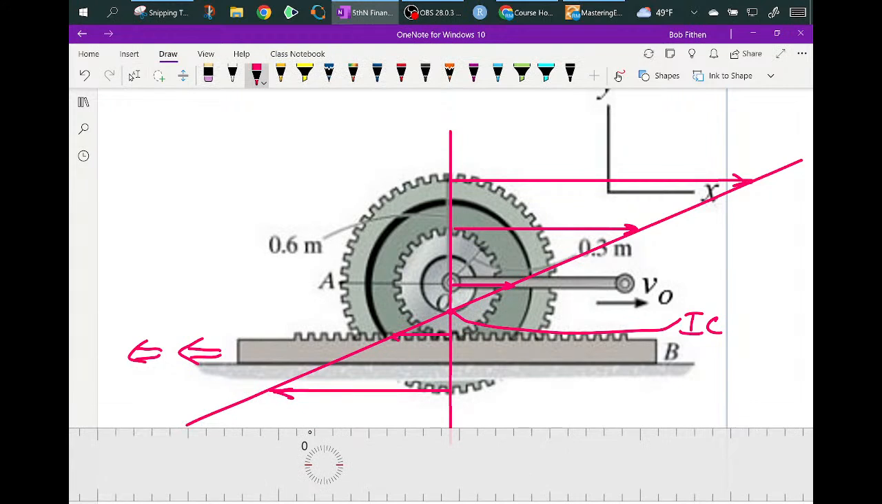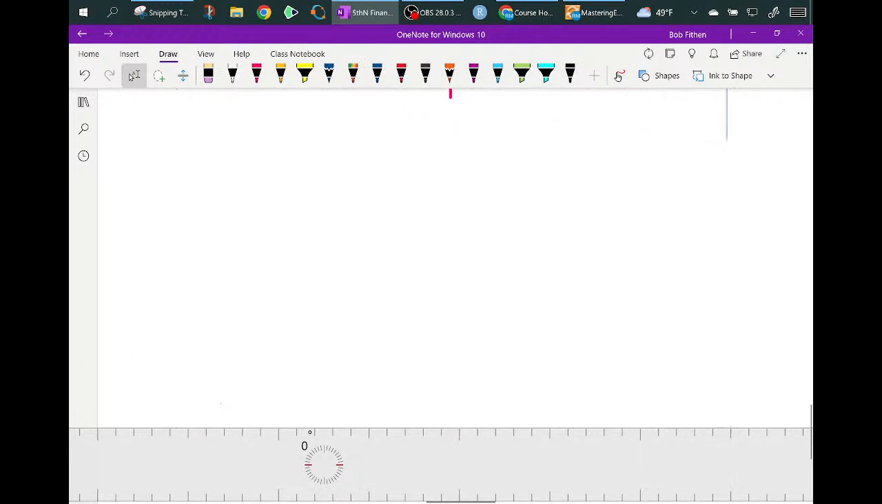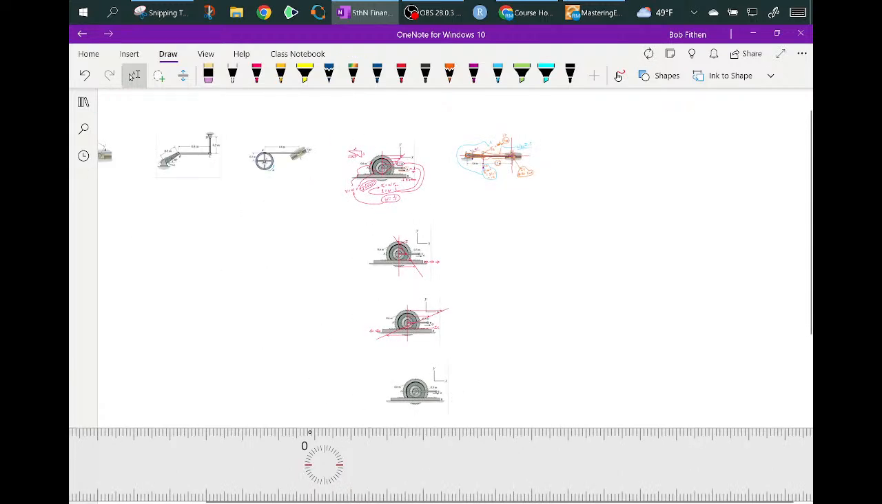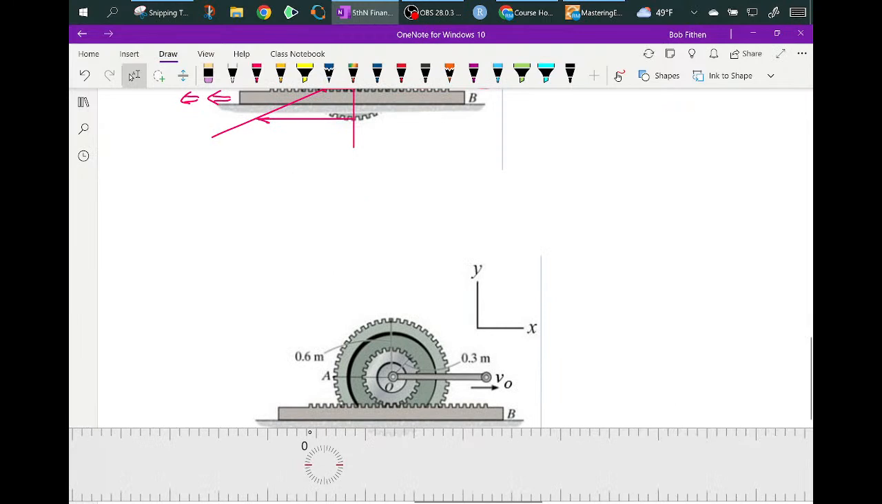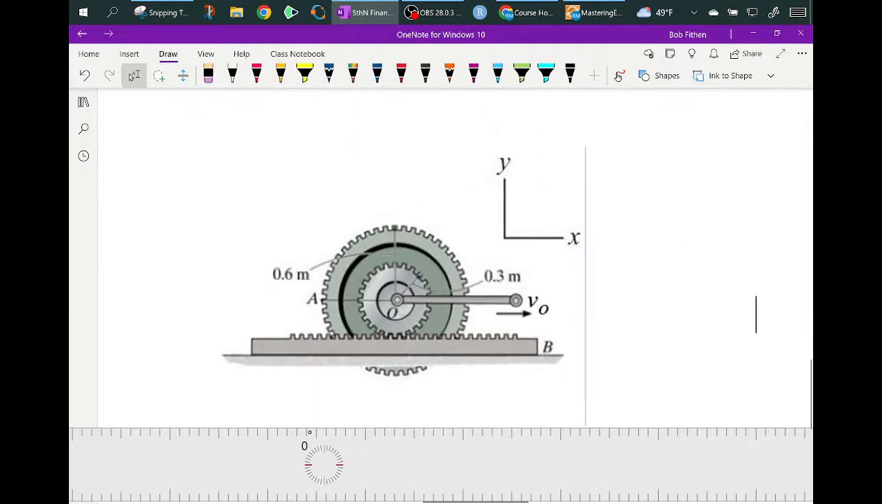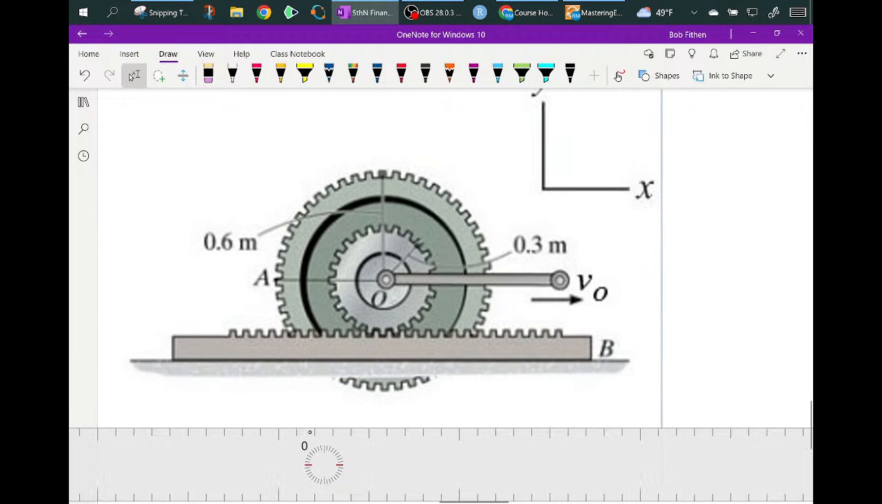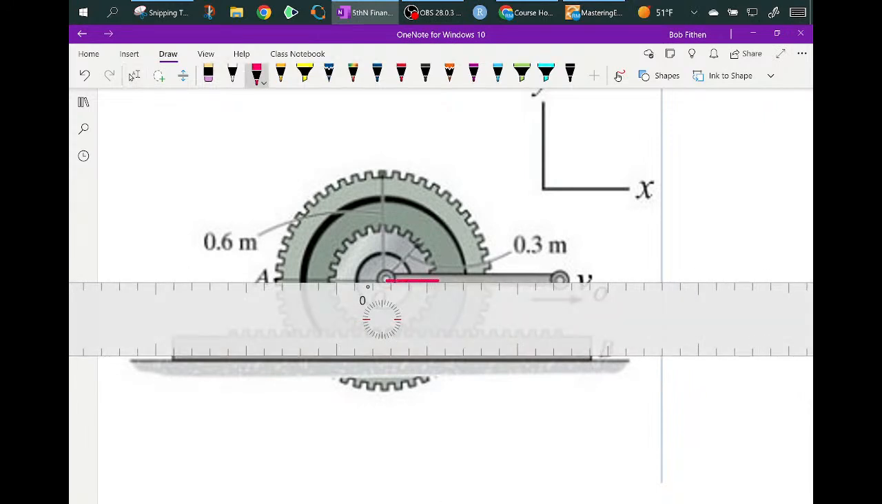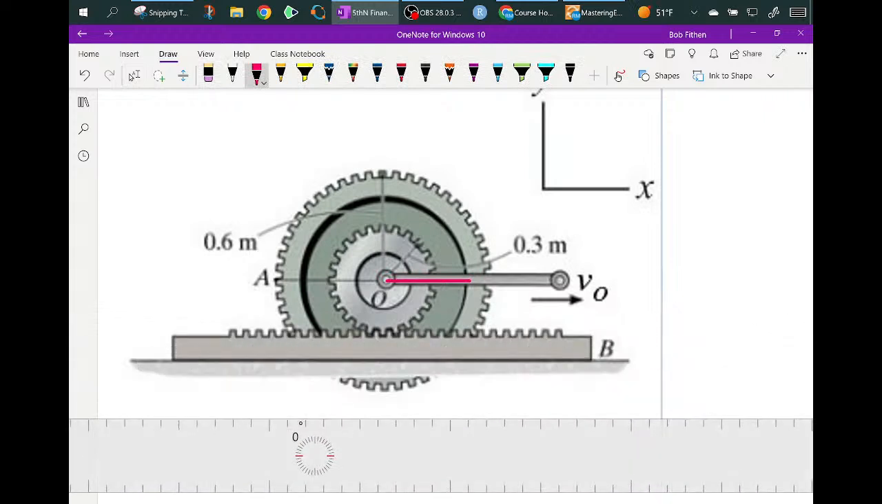Now, let's try a third one. Okay. This is a very bizarre one. Okay, let's see if I can find out where. Let's say we didn't know the rack. This would be a very odd problem, okay? Let's say we didn't know the rack speed.